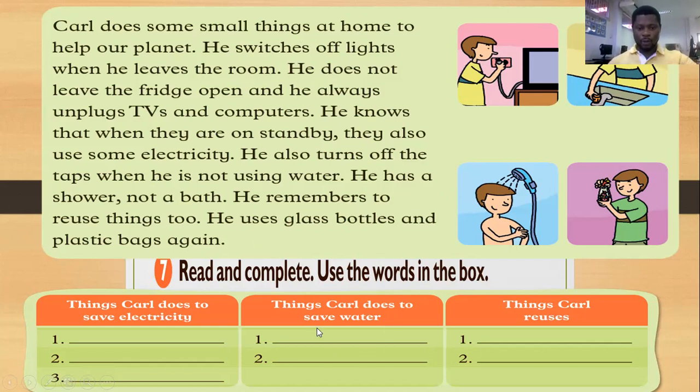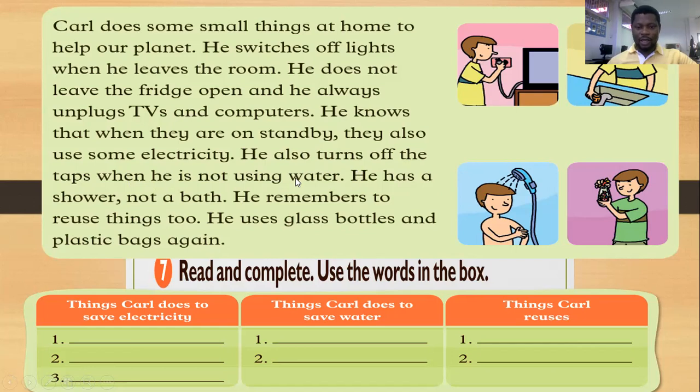Okay, so let's go to the things Carl does to save water. What does Carl do to save water? He also turns off the taps when he is not using water. So when Carl is not using water, Carl turns off the tap to save water.